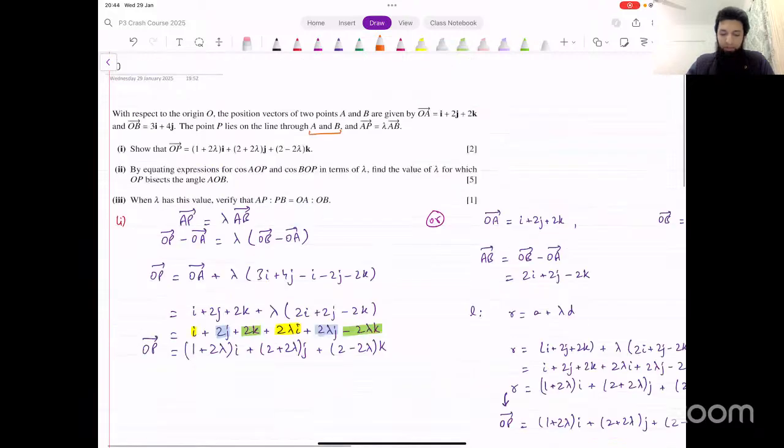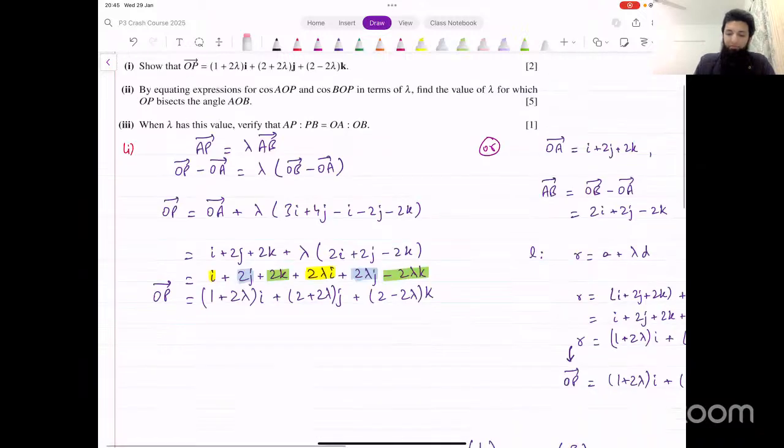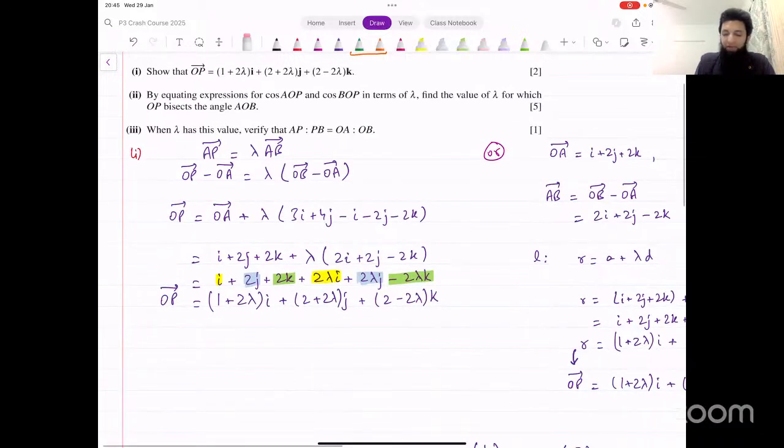Now it says when lambda has this value, verify that AP ratio PB is the same as OA ratio OB. Now, are we talking about vectors here, or are we talking about lengths here? Remember, I told you in the very first session on vectors, that when they talk about vectors, they will always have these arrow signs on top, right? When they don't have the arrow signs on top, they're talking about lengths rather than vectors. So we have these lengths that we're talking about.